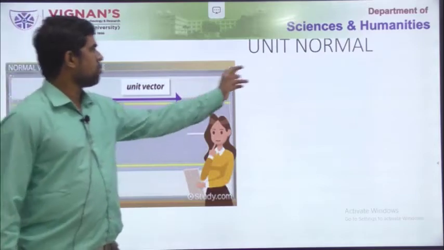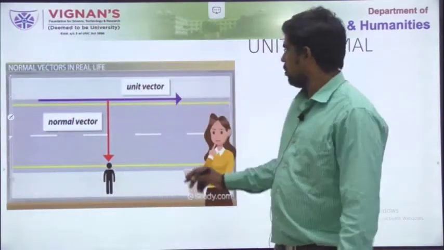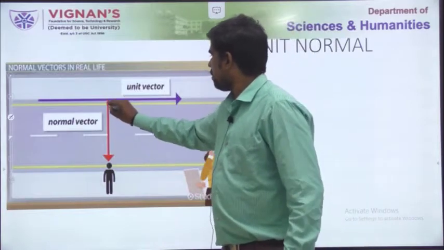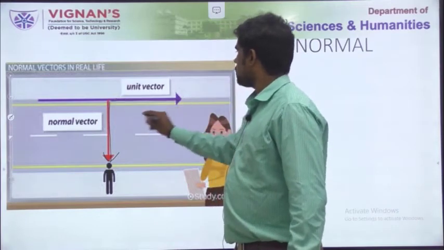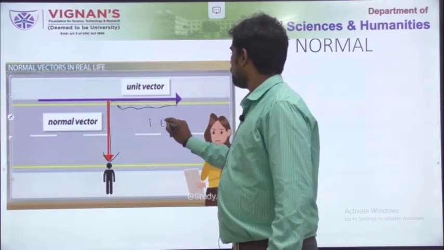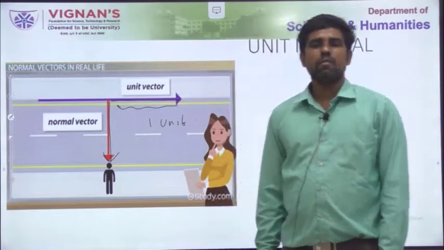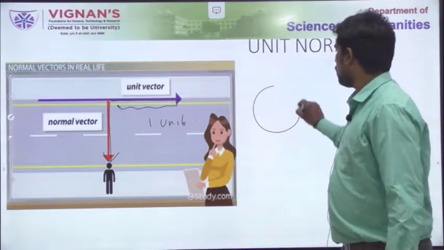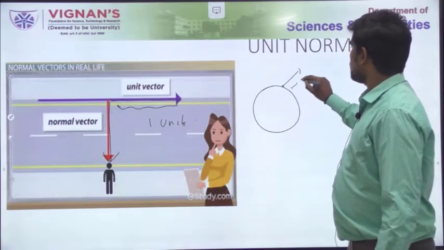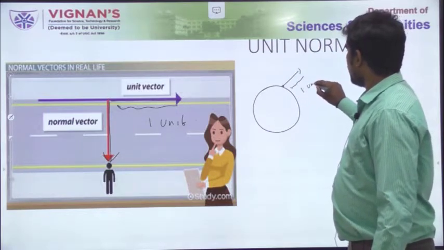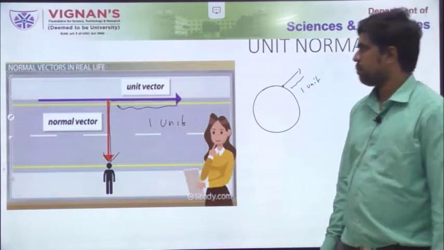Okay, that is the meaning of unit normal vector. You can understand it from this image also. You see, normal means perpendicular, unit means the length will be equal to 1 unit. So that is the meaning of unit normal vector. For a surface, you are going to find a normal vector at a particular point. This length is going to be 1 unit. That is called the unit normal vector.